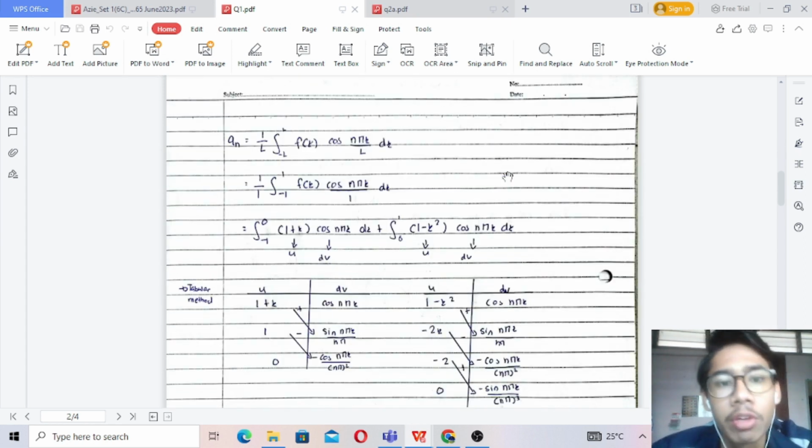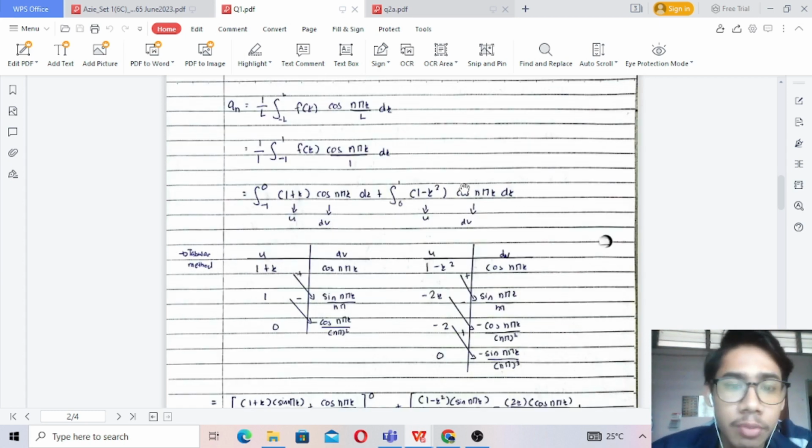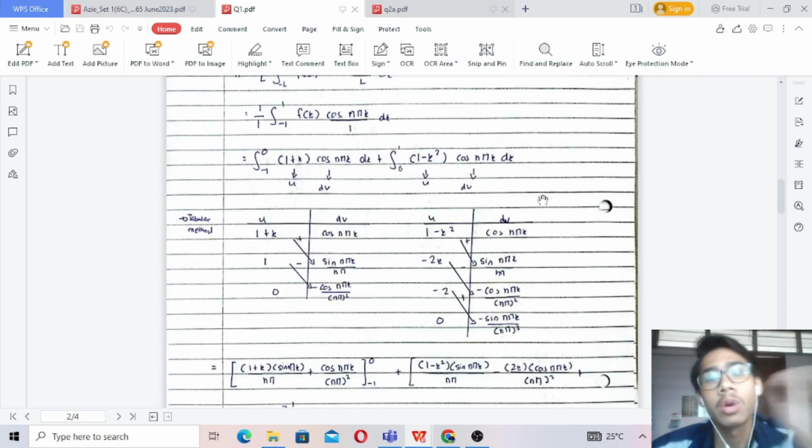The second one is to find a_n, whose formula is 1 over L times the integral from negative L to L of f(x) cos(n pi x / L) dx. We put in the functions and the formula, and we get the integral from negative 1 to 0 of (1 + x) cos(n pi x) dx plus the integral from 0 to 1 of (1 - x squared) cos(n pi x) dx. So how do we integrate?